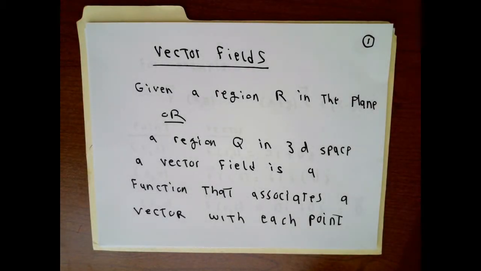Today I'd like to talk about vector fields, which are yet another type of function that we'll think of. Given a region R in the plane, or a region Q in three-dimensional space, what we're going to mean by a vector field is that it's a function that does this. For each point in your region, you get a vector back again.